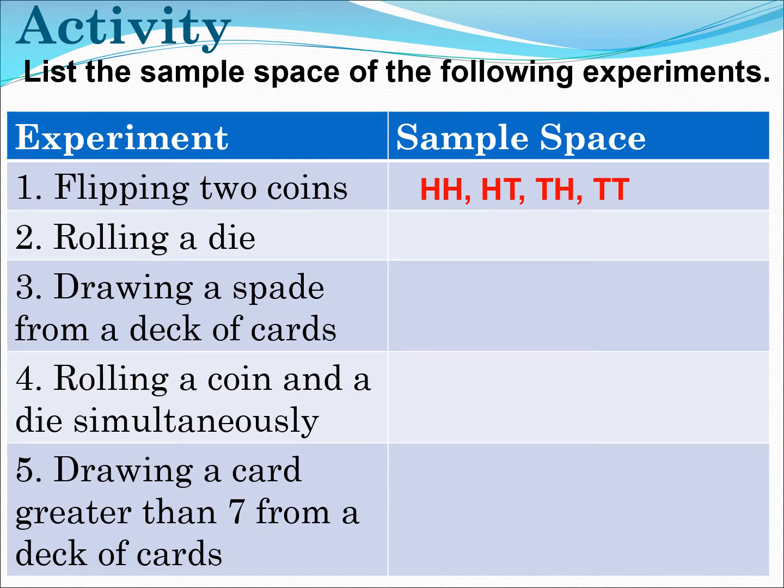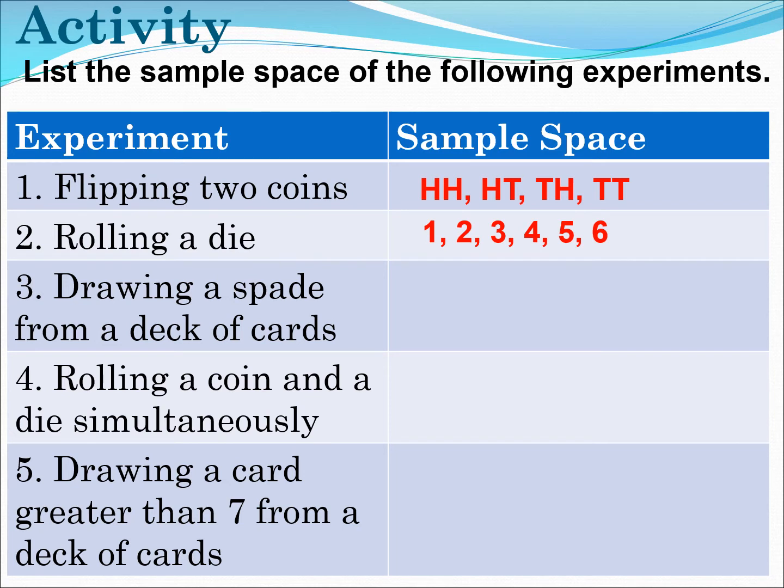Next experiment. Let's have rolling a die. When we roll a die, what are the possible outcomes or the sample space? Let's list down the sample spaces. When we roll a die, we have 6 sides and these are 1, 2, 3, 4, 5, and 6. And these are the sample spaces if we roll a die.